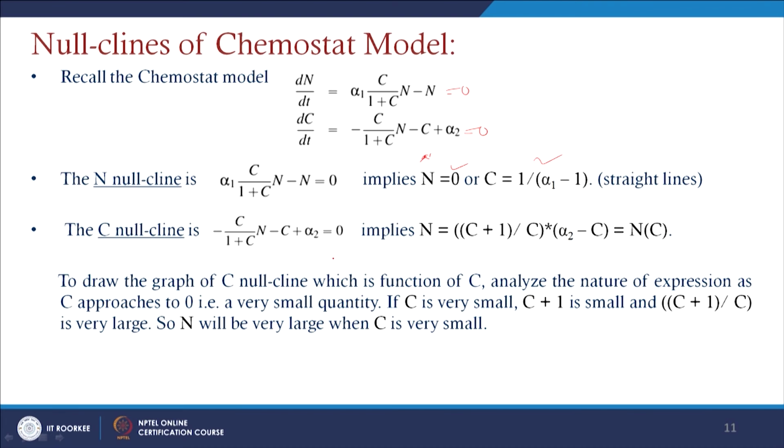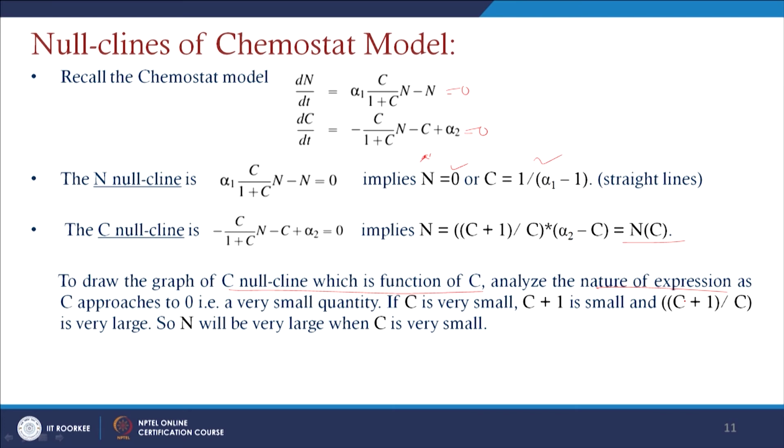So, that is why if you find the n value from this equation, it can be written in the form n = (c + 1)/c into (alpha 2 minus c), that is, n is a function of c here. And we plot the graph of the c null line, which is a function of c, to analyze the nature of the expression as c approaches 0.